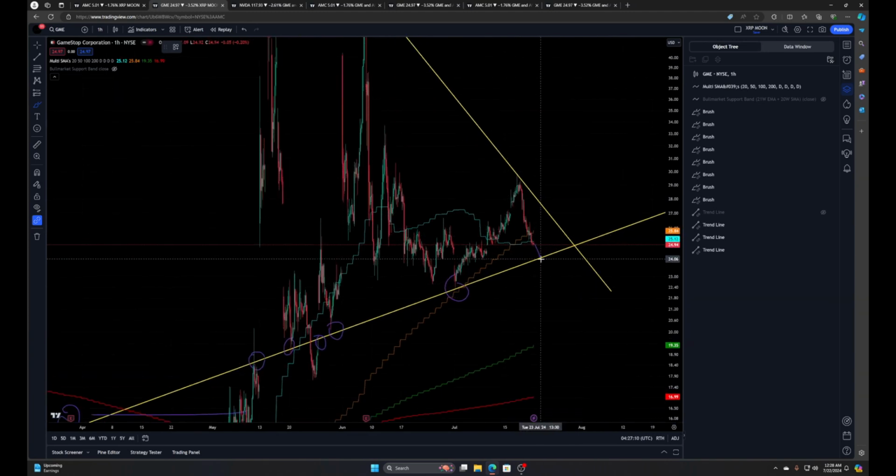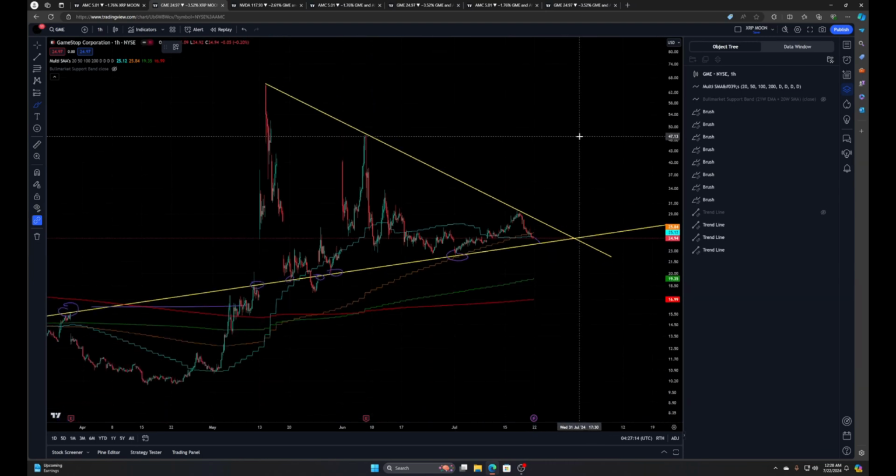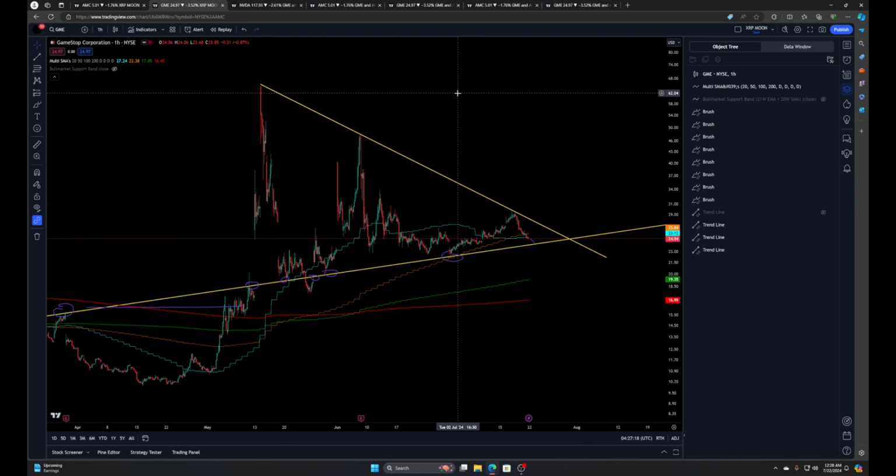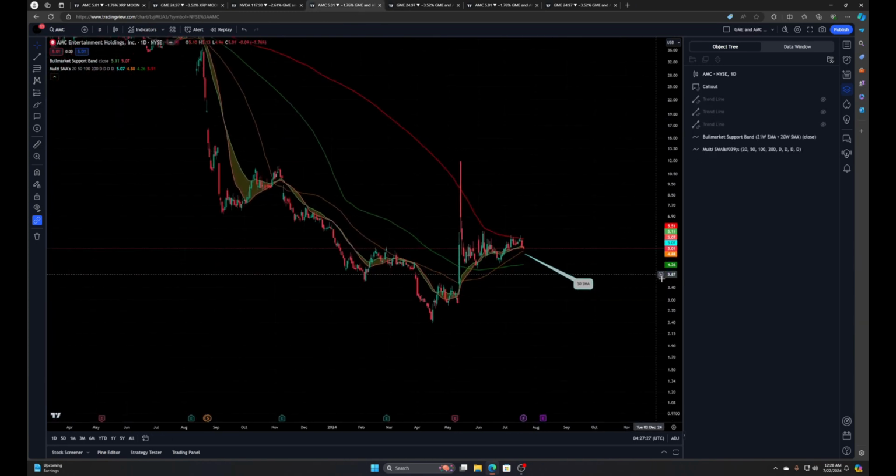So yeah, you could slip down to $24-ish, and then you'd probably gap up and start mooning. So yeah, you could have more downside on GME. You're slipping below the moving averages, but let's zoom out, go to the daily. So this is AMC's daily.